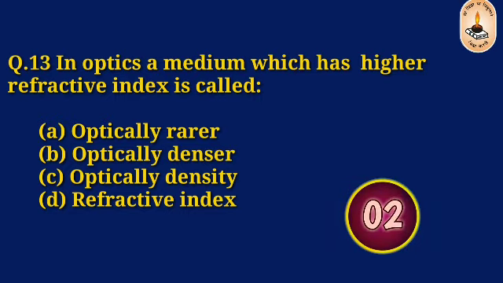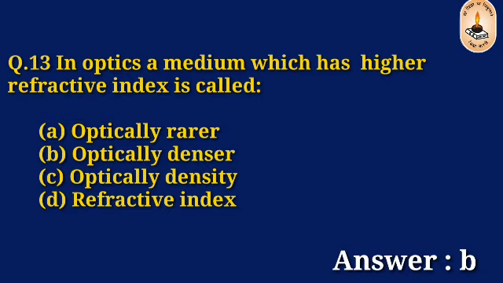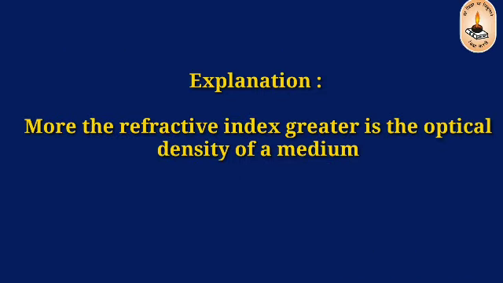The correct answer is B, optically denser. Explanation: The more the refractive index, the greater the optical density of a medium.